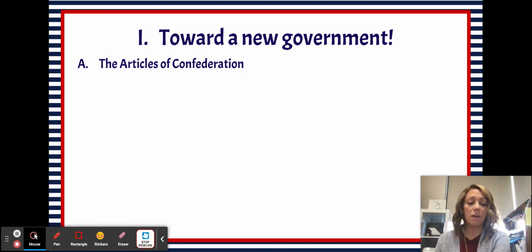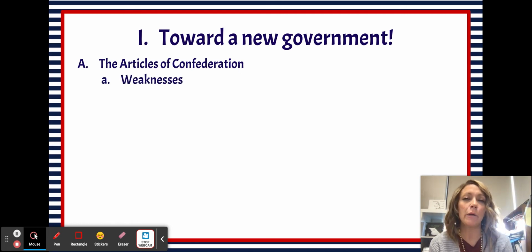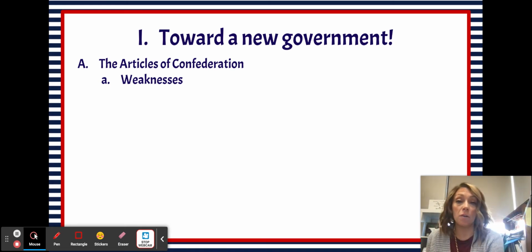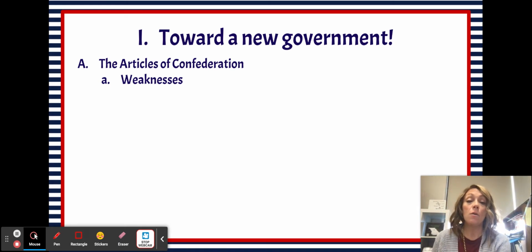So, the Articles of Confederation, first attempt at self-government, established a very, very weak federal government. And I want you to think about why our founders may have wanted a weak central government to start off with. So there were some strengths and some weaknesses of the Articles of Confederation. The weaknesses, though, basically, the federal government had no power to tax. That's a big one. You might want to put a star by that one. Federal government had no power to tax.